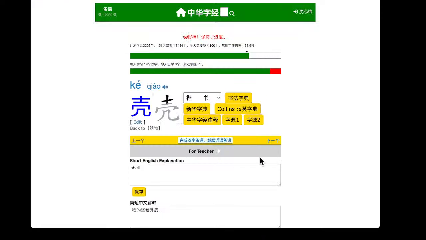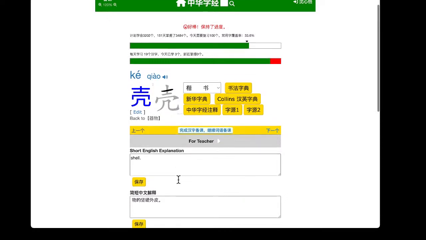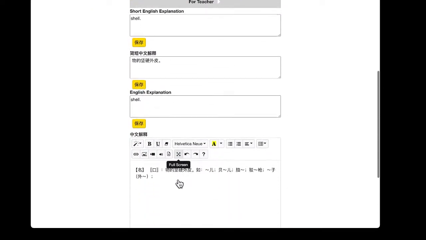Okay. Now this is 壳. 壳 means shell. Now this is a general term referring to shell. It's a hard outside cover. That's called a 壳. It's a general term, so they refer to a lot of things.